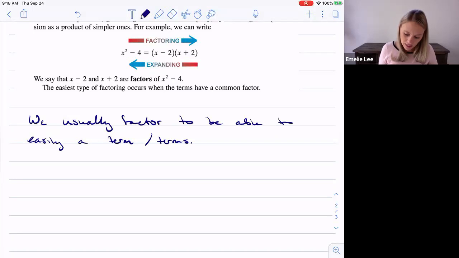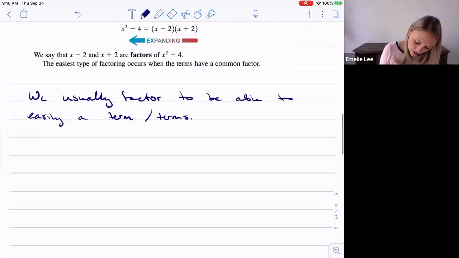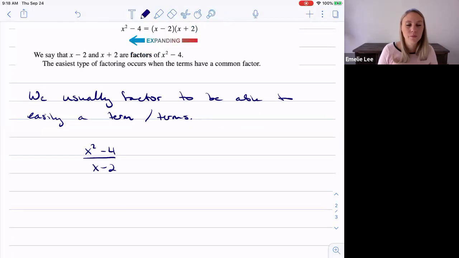So if we have a look at the example here, right? If I've got x squared minus 4 divided by x minus 2, one thing that I want to make very clear is that I can't just take this negative 2 and cancel with a 4. That's not allowed. That's illegal math.